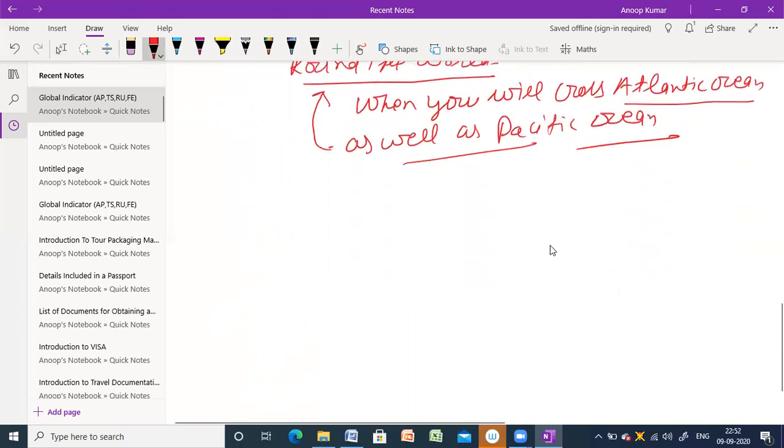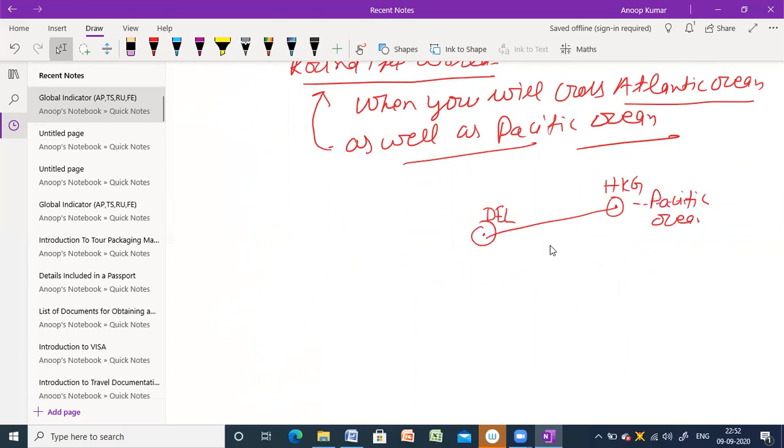The best example: some flight starts from Delhi, then from Delhi it goes to Hong Kong. Then from Hong Kong it crosses the Pacific Ocean, and the moment it crosses the Pacific Ocean, it comes to this side. So here is San Francisco. The flight landed in San Francisco in the US. Then from San Francisco, the flight goes to London, and when it goes from San Francisco to London, it crosses the Atlantic Ocean.